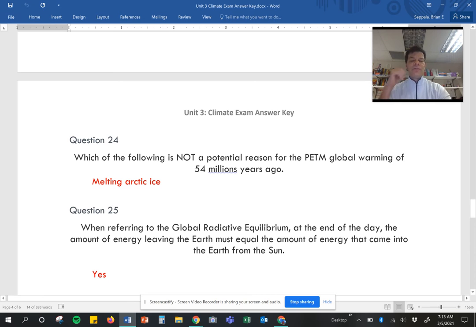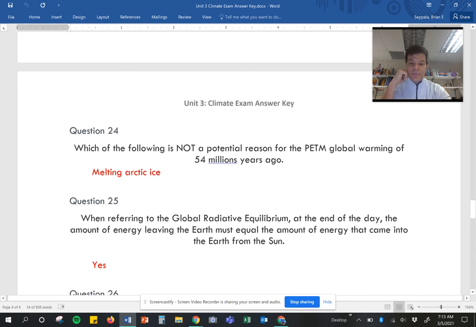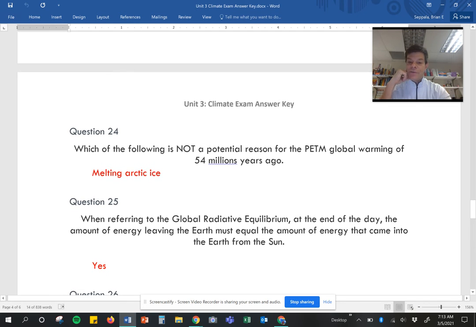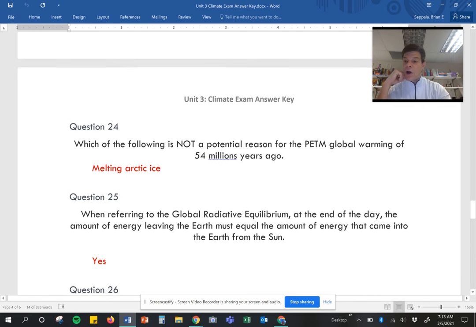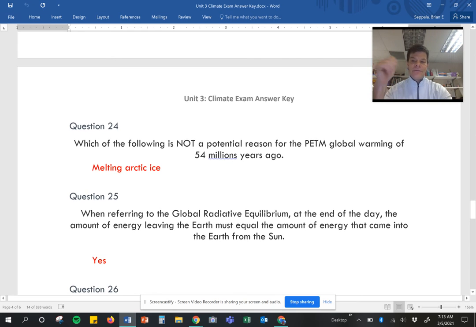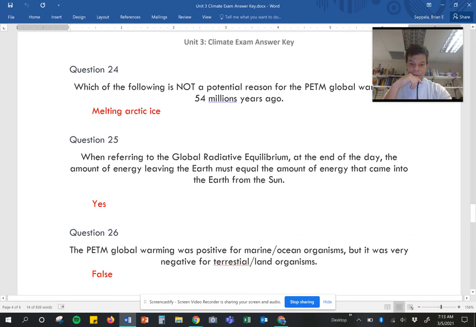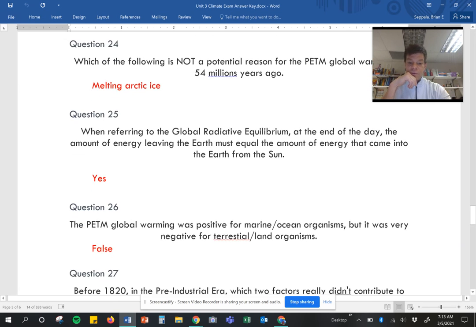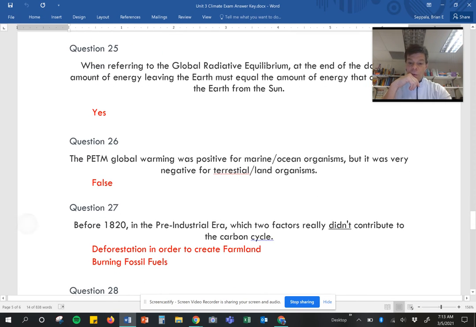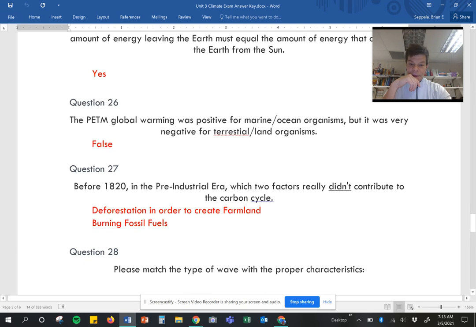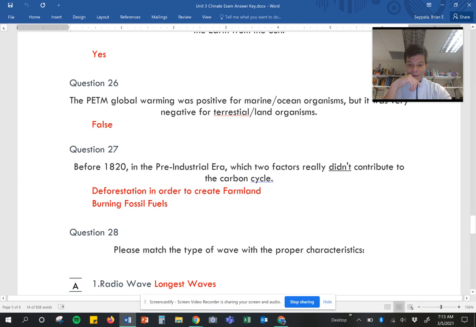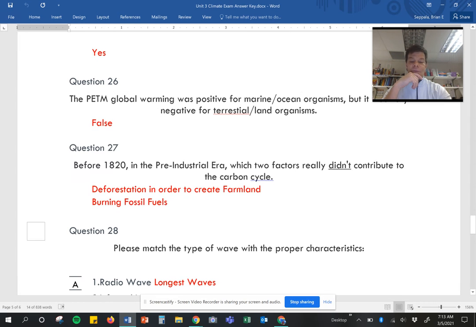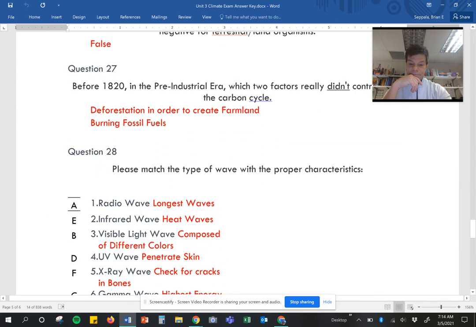That movie gave out a bunch of theories about why the PETM started warming the Earth 54 million years ago. Melting Arctic ice was not a reason. That was an effect, but it was not a cause. Number 25 is yes or true. Number 26 is no or false. Number 27, which two factors didn't contribute to the carbon cycle before industry? That was deforestation and burning fossil fuels.